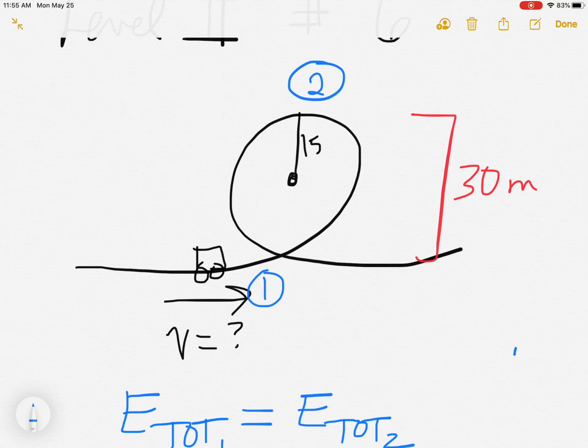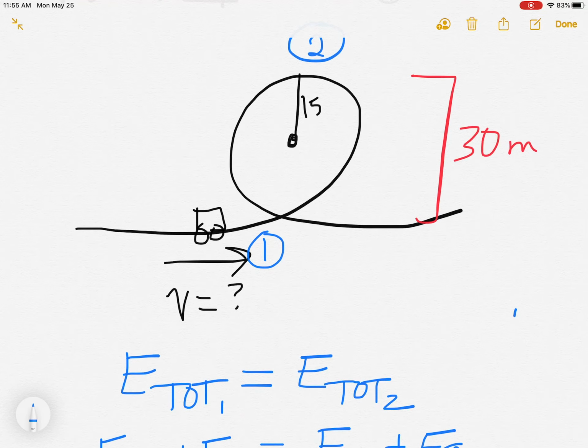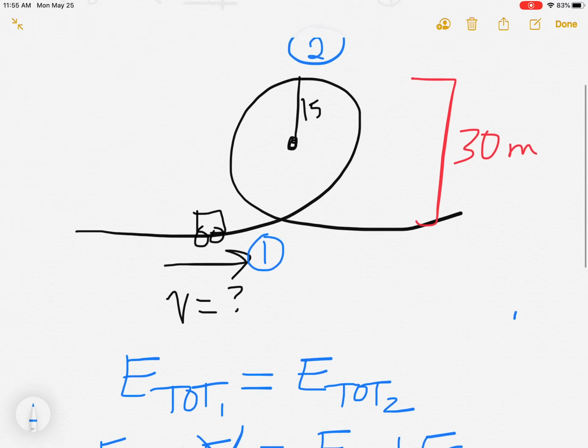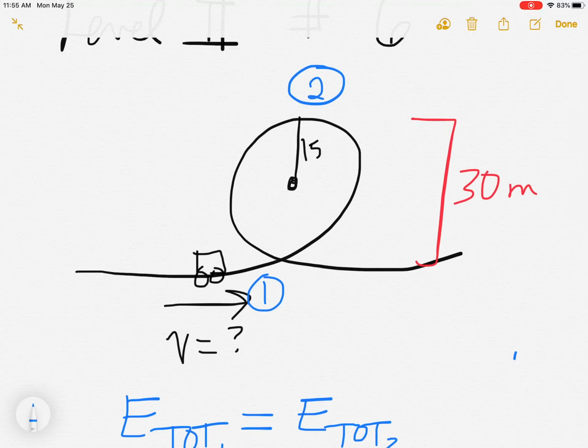Now, if we look at this particular question, we can make some simplifications. At position 1, there is no height. You're at the bottom, so we don't need this term because there's no EG. There's no gravitational energy when your height is 0.